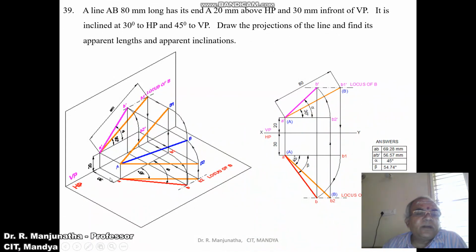That means A is in front of VP by 30 mm and capital B1 is also in front of VP by 30 mm. So once the line is parallel to VP, we are getting the true length in VP. That means when you look from the front view, we can see the true length, the actual length. We know that this actual length is 80 mm. So obviously this length will also be equal to 80 mm. Then only that line will be in true length.